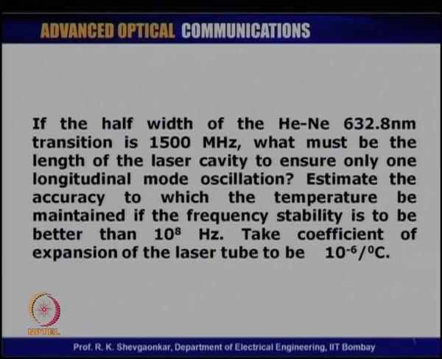So, the problem here is that if the half width of the helium neon laser, which corresponds to a transition of 632.8 nanometer, and the bandwidth of this transition is 1500 megahertz, what must be the length of the laser cavity to ensure only one longitudinal mode oscillation? Estimate the accuracy to which the temperature must be maintained if the frequency stability is to be better than 10 to the power 8 hertz. Take the coefficient of expansion of the laser tube to be 10 to the power minus 6 per degree centigrade.